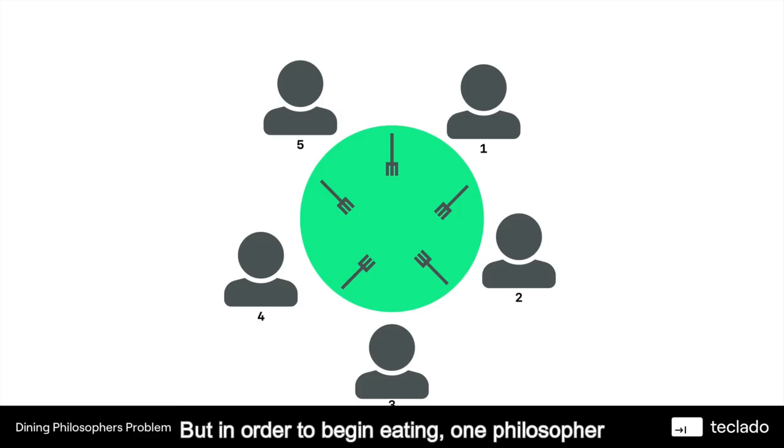But in order to begin eating, one philosopher must have 2 forks, 1 for each hand. So as you can see, there are not enough forks for everybody to go round. So how would the philosophers tackle their problem without talking to one another?